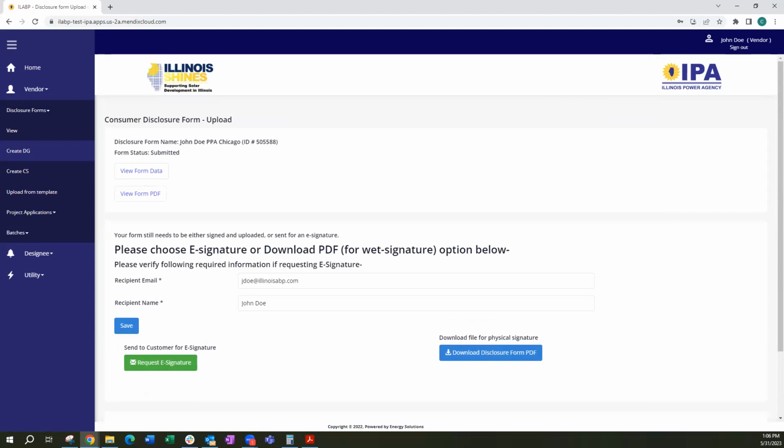In conclusion, the Illinois Shines Program Power Purchase Agreement Disclosure Form is an essential document that must be filled out accurately and completely on behalf of your customers to participate in the Illinois Shines program. By following the instructions in this video, you can ensure that your customer's application is processed quickly and efficiently, and that they can start enjoying the benefits of the Illinois Shines program.